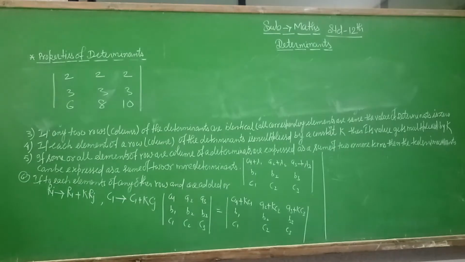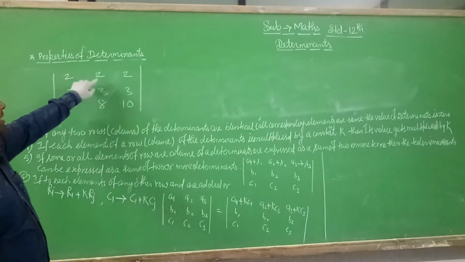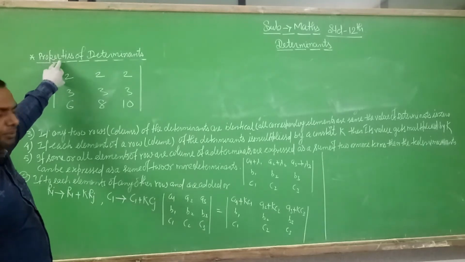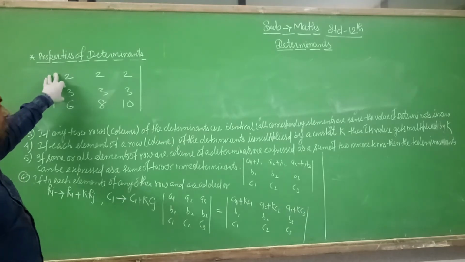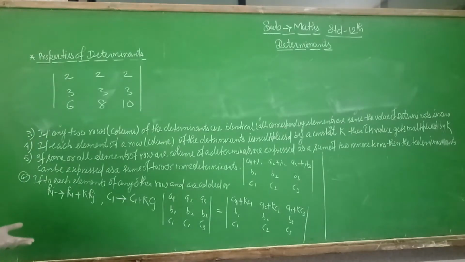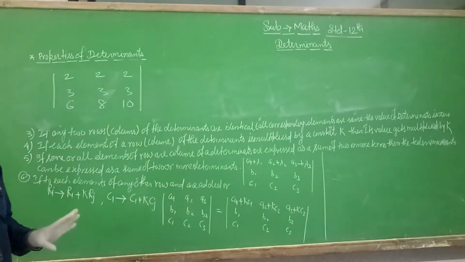Here you see that the two rows are same. In the first row all the elements are 2 and in the second row all the elements are 3. You can also take the columns, where the two columns' elements are same. In that situation, there is no need of a solution. The value of that determinant is equal to 0.